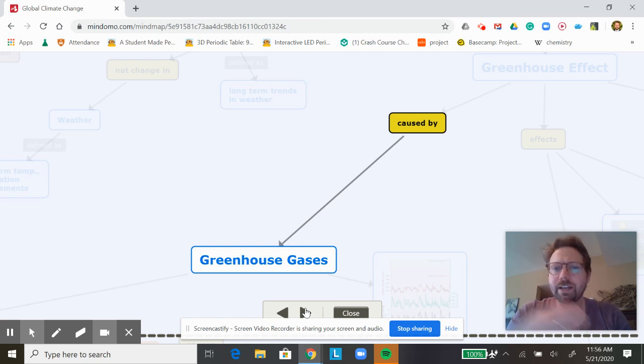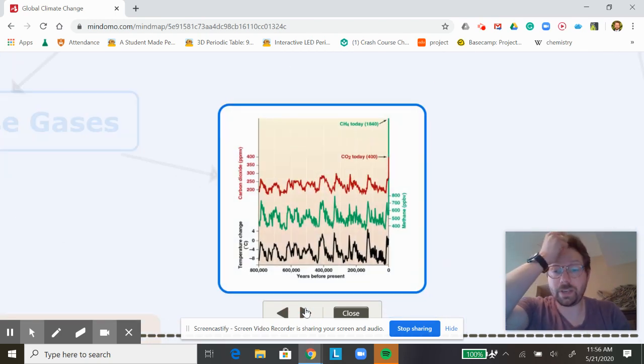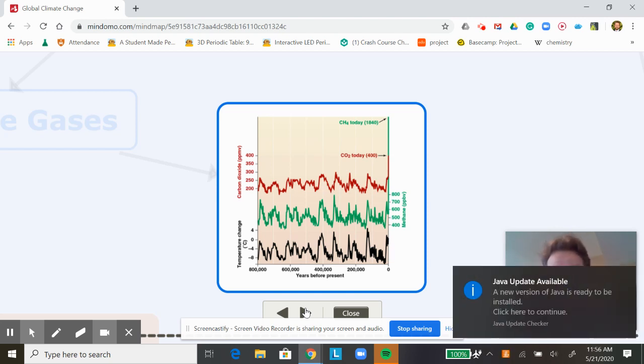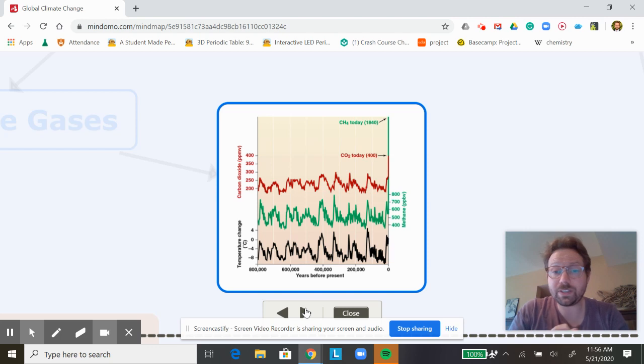So the greenhouse effect is caused by the greenhouse gases, right? These are the gases that absorb heat. And if you take a look for a second, let's look at the trend over history. Over the last 800,000 years, we noticed that carbon dioxide and methane are really spiking right now. They're going really high. Carbon dioxide now is above 407 parts per million, and methane is over 1,900 parts per billion.